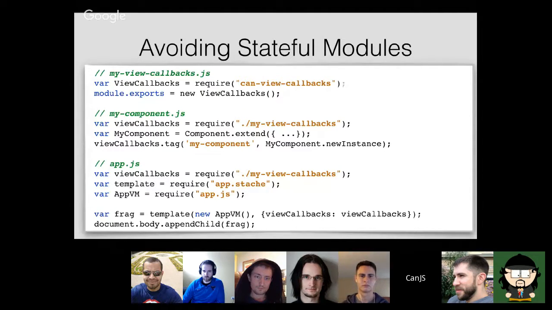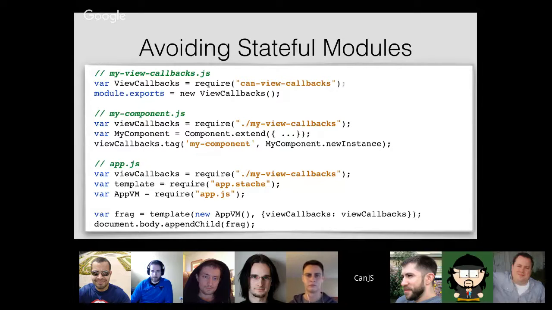We could do something similar with maybe can-view-callbacks. Maybe it's a constructor function, and then everywhere that you might need to interface with what is formerly a singleton, you would have to pass around a viewCallbacks. So in the first file, I create an instance of viewCallbacks. In the second file, you might have to say, hey, viewCallbacks, this is my one instance for my whole application. I'm registering this component in you, and any time you render a template, which happens in app.js, you've got to make sure it has the viewCallbacks.